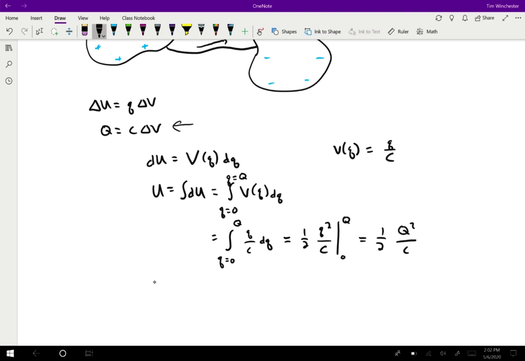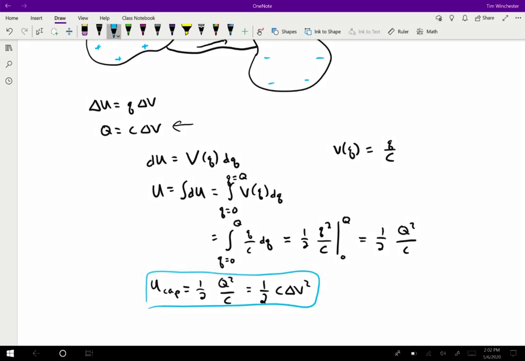Okay, so the energy of a capacitor is just that, 1/2 Q squared over C, or we can use the relationship that defines the capacitance to write this in a slightly more common way, 1/2 C times delta V squared. All right, so what this tells us is that the amount of energy that is stored in a capacitor is going to depend on the charge and the potential difference according to this formula.